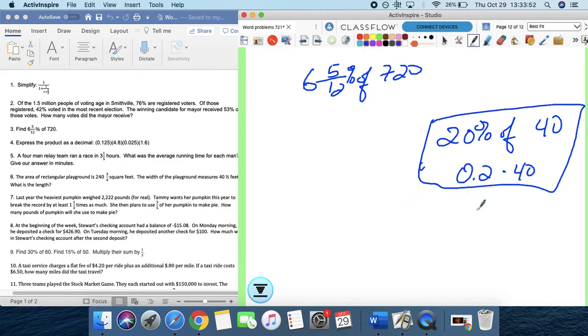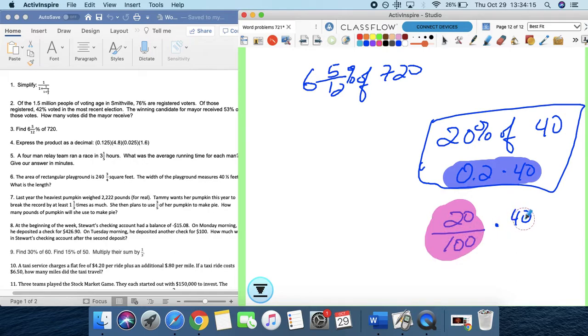Now, the other way of doing it is changing the percent to a fraction. What's 20%? Percent is something out of 100. So 20 over 100 times 40. You get the same answer. So whether you change it to a decimal and multiply by 40, or change it to a fraction and multiply by 40, you get the same result.